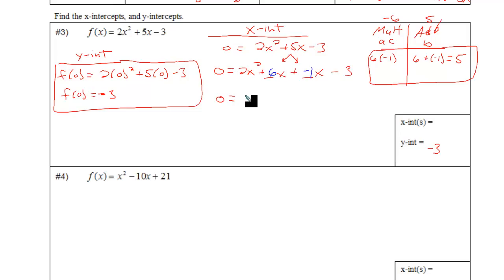Once you've split the middle term, then you factor by grouping. To do that, you simply group terms together that have common factors. Make sure that you leave a plus sign between your parentheses. That is oh so important. It's wrong if you don't. Find the GCF of each group. GCF of this is 2x. GCF of this over here is -1.